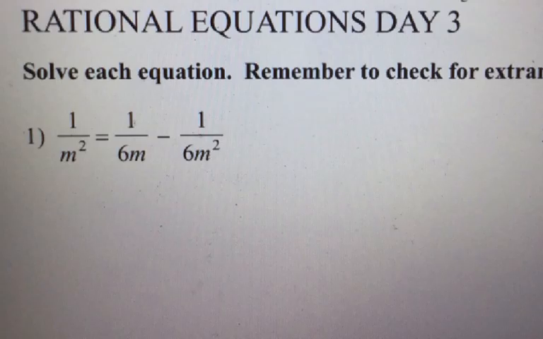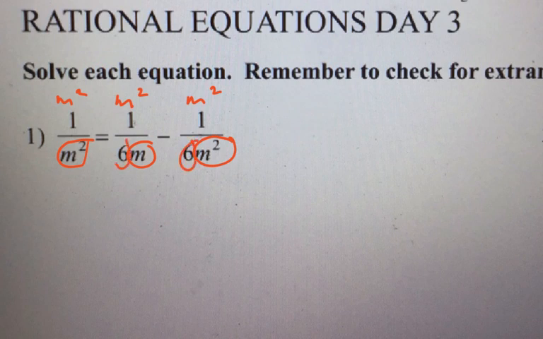So let's start with the easier ones, like number 1. Notice how this one has m squared, this one has m, this one has m squared. So I know my common denominator is going to be m squared. These two denominators, of course, have a 6, so I'm going to combine those together, and 6m squared is my common denominator.